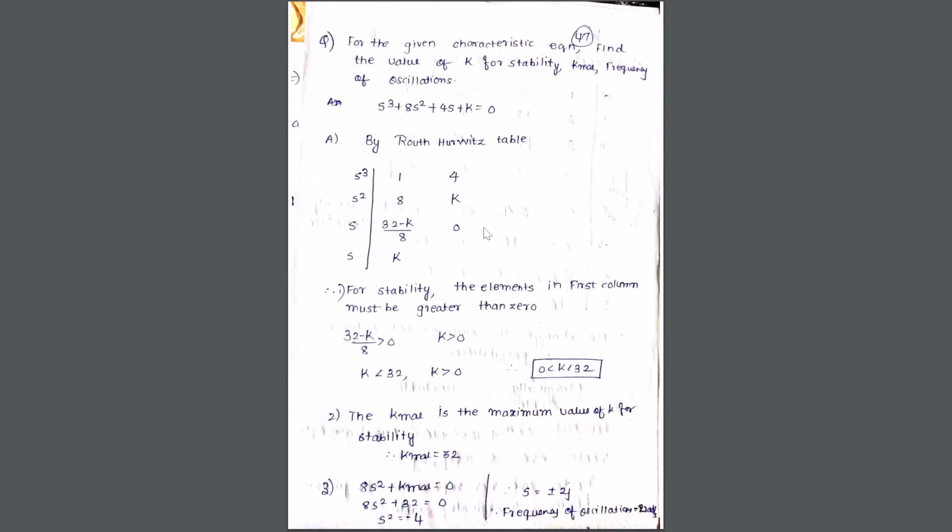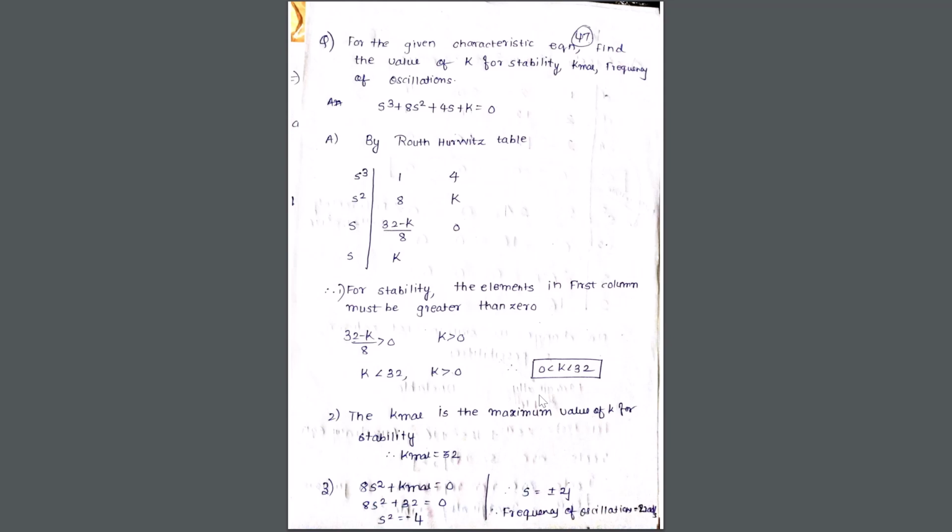Then take the quadratic equation, that is my s raised to 2 equation, that is 8s square plus k is equal to 0. Take the value of k as 32, the marginal value, and you will get the s value as plus or minus 2j. Hence, the frequency of oscillation is 2 radians per second. I hope I am very clear with this.